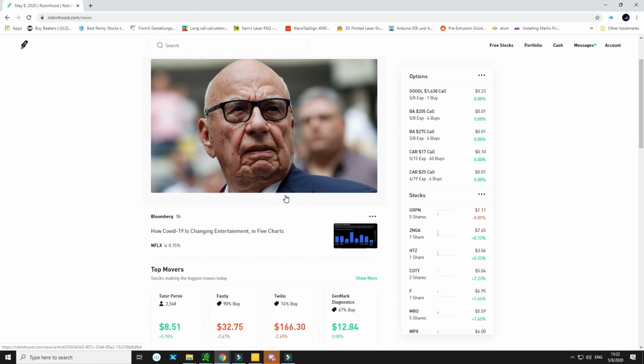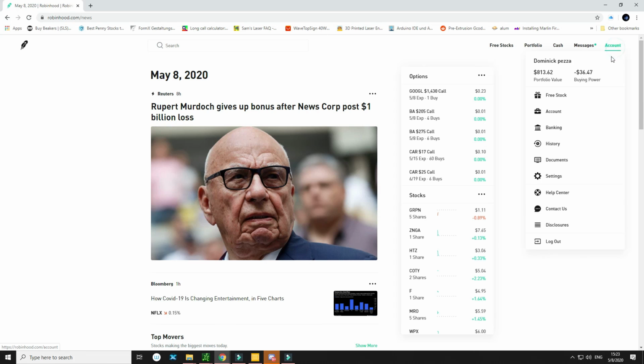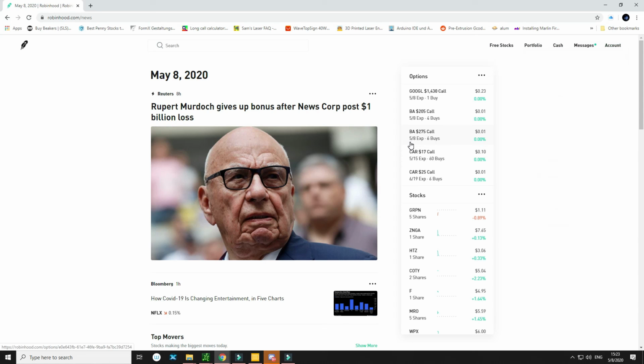Or if you have another trading platform like TD Ameritrade, it gives actual updates on news and everything. And you don't have to pay for TD Ameritrade's news, which is good when you have their platform, which is also free. So pretty much that's the interface of Robinhood.